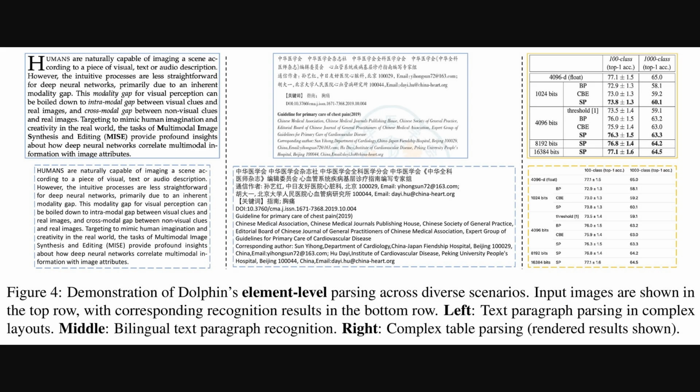Right, so where figure 3 gave us that end-to-end view of rendered documents, figure 4 here zooms in a bit more, demonstrating Dolphin's specific element-level parsing capabilities. We see input image snippets in the top row, and then directly below in the bottom row are the corresponding recognition results. On the left, it shows how Dolphin handles text paragraph parsing in complex layouts. The middle example highlights its bilingual text recognition abilities. And on the right, we see an example of complex table parsing with the rendered results shown. This gives us a clearer look at its fine-grained parsing accuracy.